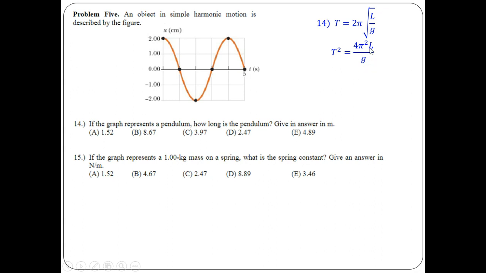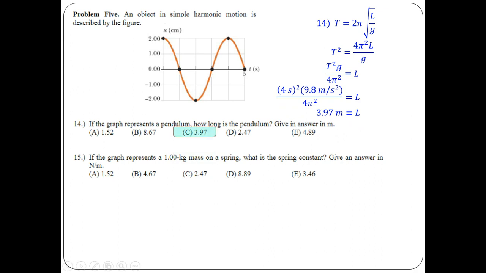And then again, to solve for L, just do basic algebra, multiply both sides by g, and then divide both sides by 4 pi squared. That leaves us with this particular function. Here, we know everything already. We know T from the graph. T, again, we can extract from the graph, which is 4 seconds. g is 9.8, and then, again, pi is just a constant. So if we do that, plug and chug, we know that the length of the string will match choice C, which is 3.97 meters. Okay? All right.